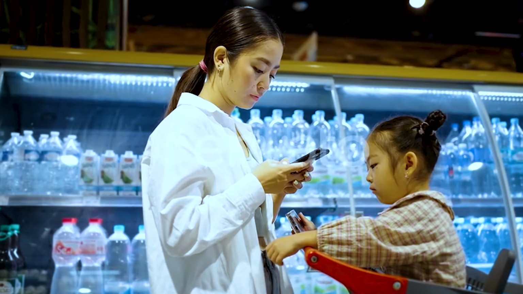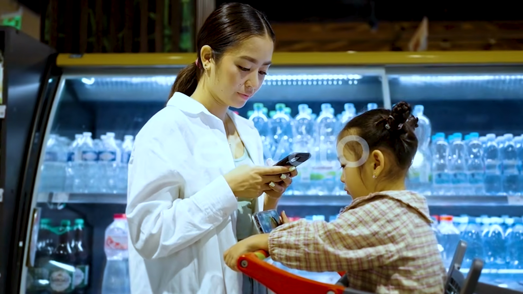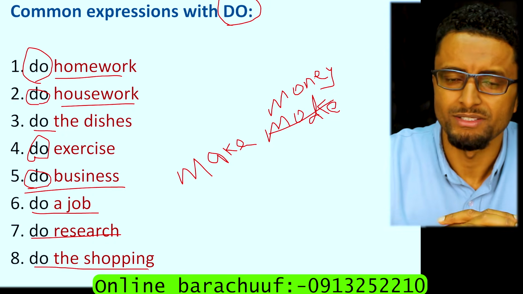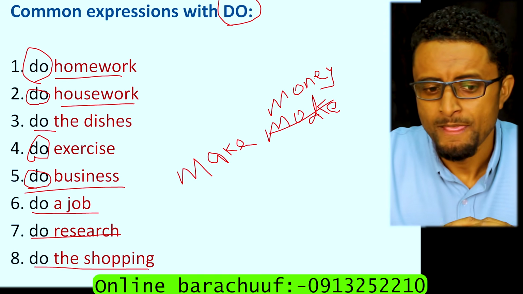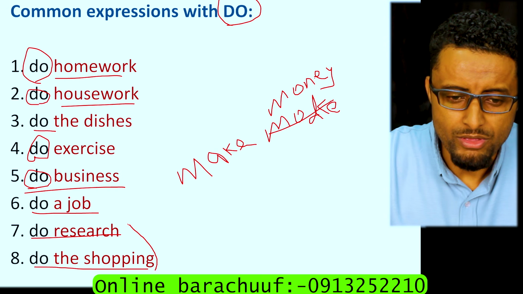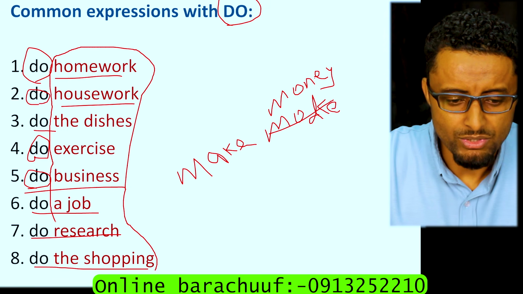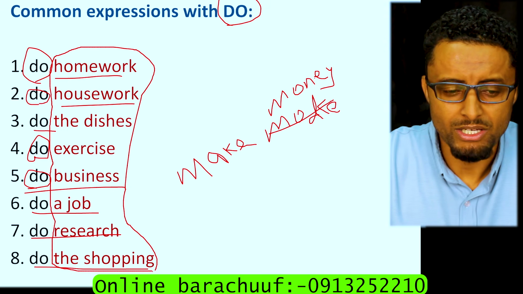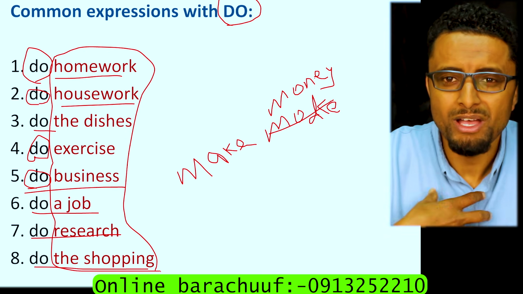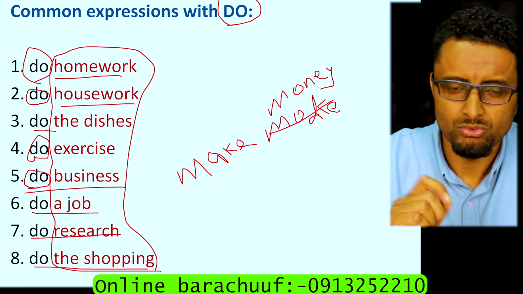Do the shopping. So shopping. And I go shopping. Okay. So these are words that go with do. It's very simple. Knowing the differences between these words will help us to have good confidence in using the English language, either to speak or to write.